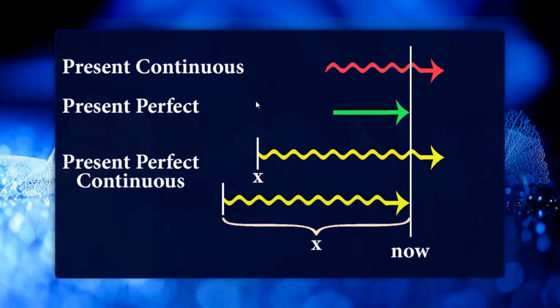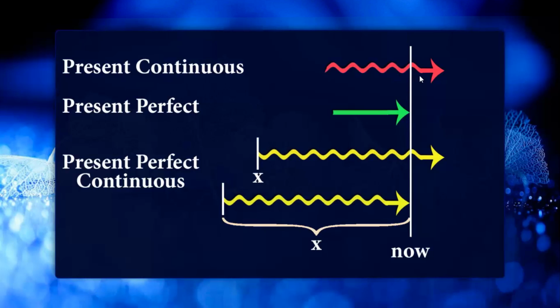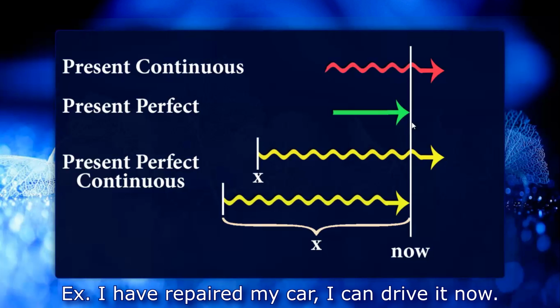Okay, now let's sum up using the diagram I have created. First of all, present continuous. We talk about an action which is in progress right now. So something is going on right now. We do not think about the start of the action, when the action has started, or when it's going to finish, or how long it has been going on. It doesn't matter for us. What's important is that now something is going on. As for present perfect, here we deal with the action which has just finished, and we have the result in present. For example, I have repaired my car. I can drive it now.